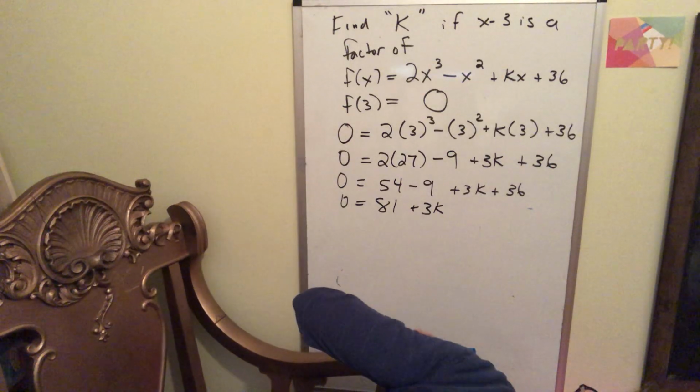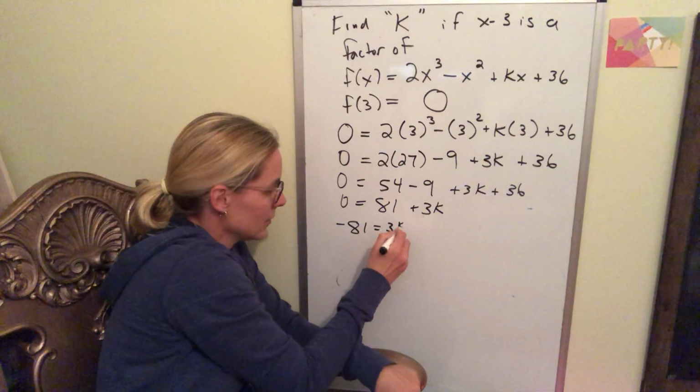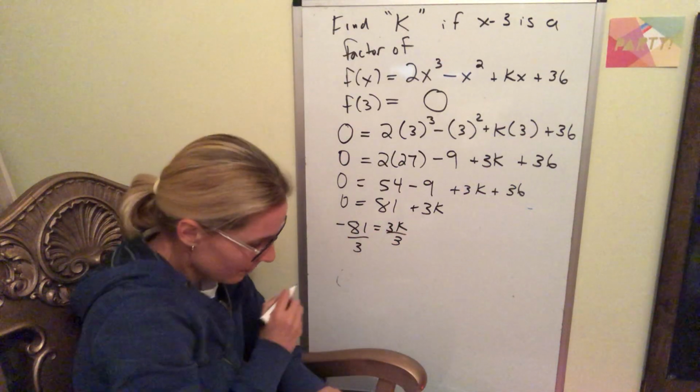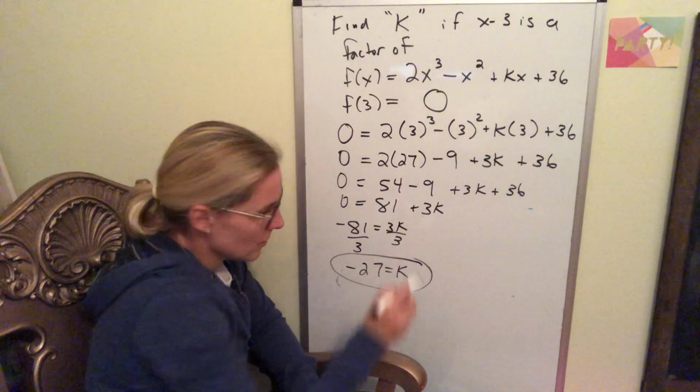Oh yes, 81. Good. Okay, so then to solve, bring the 81 to the other side. Divide both sides by 3. And you get that k equals negative 27.